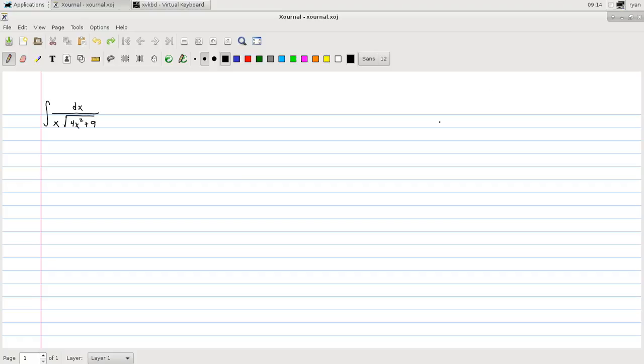The integral of dx over x square root of 4x squared plus 9. Let's try this problem in a little different way. We're going to try a substitution with u equals the radical term, so the square root of 4x squared plus 9.